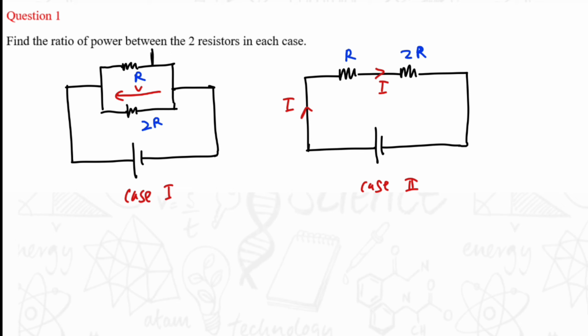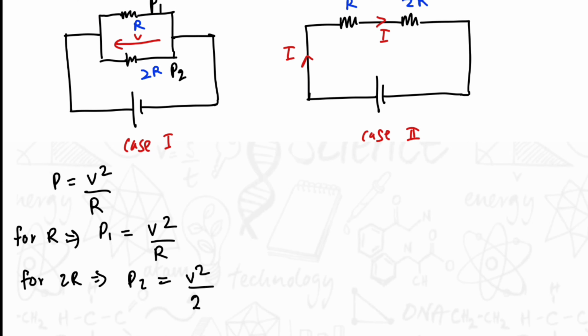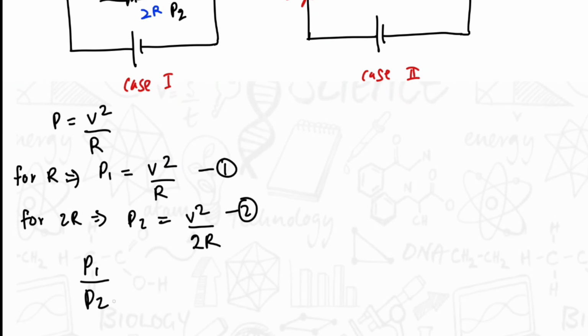So if you consider the first case, let's say this is P1 and this is P2. So we have to find the power ratio between P1 and P2. Since the voltage is the same, we can use the equation P is equal to V squared over R. For the R resistor, P1 is equal to V squared over R, and for the 2R resistor we get P2 is equal to V squared over 2R. So if we take the ratio, P1 over P2 is equal to V squared over R times 2R over V squared, so that will be 2.